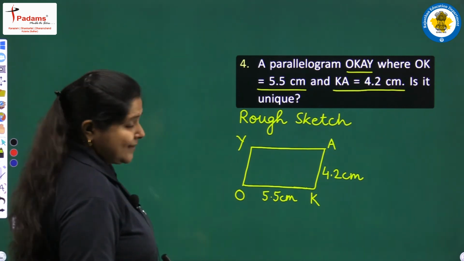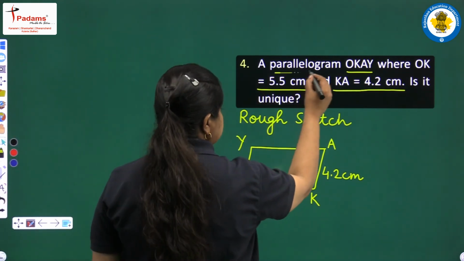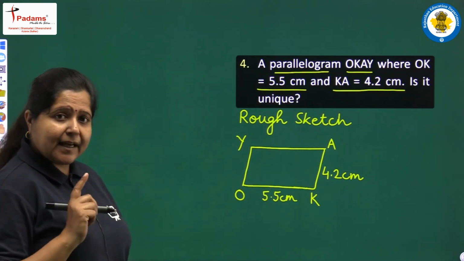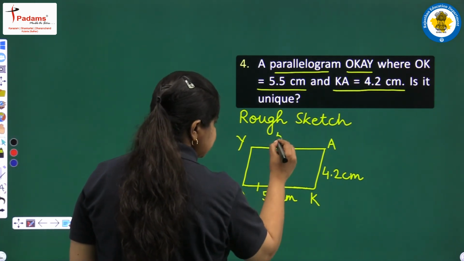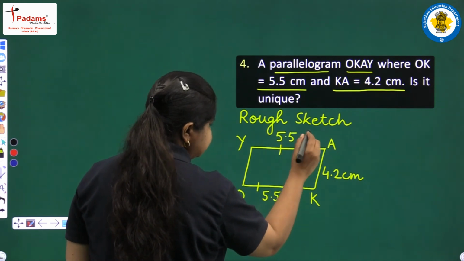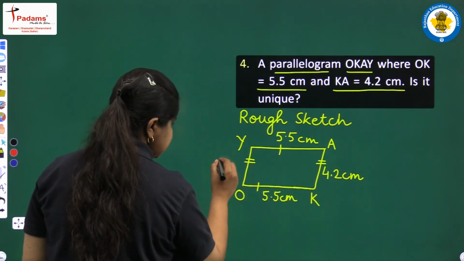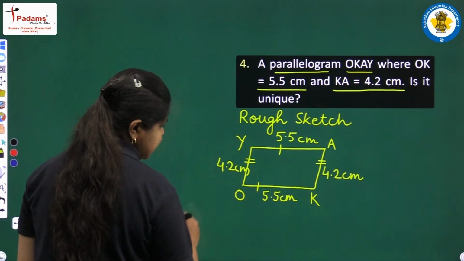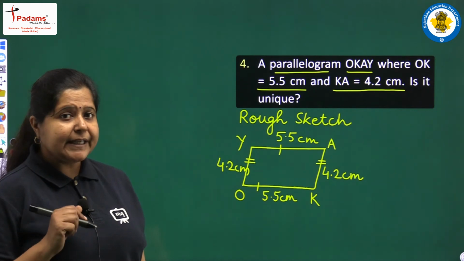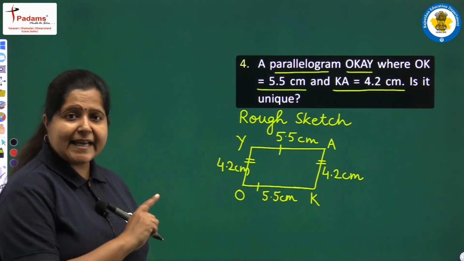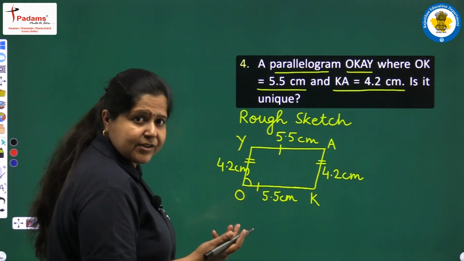Now is it unique? Here we have again only two measurements. So we will use the property of a parallelogram, which is that the opposite sides are equal. So if this is 5.5, then this side will be equal and this will be again equal to 5.5 centimeter. This is 4.2, so these two sides will be equal. This again will be 4.2 centimeters. Now we have four measurements. To construct a unique parallelogram, we need one more measurement, but here it has not been given. So let us take this angle to be of any measure, say 60 degree.